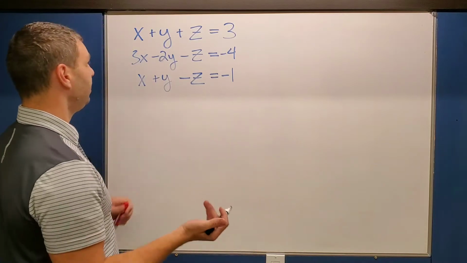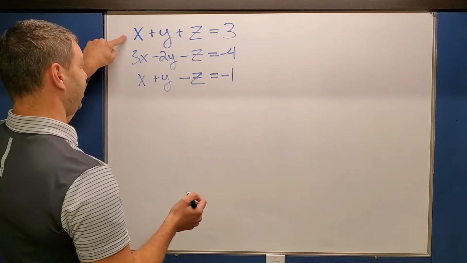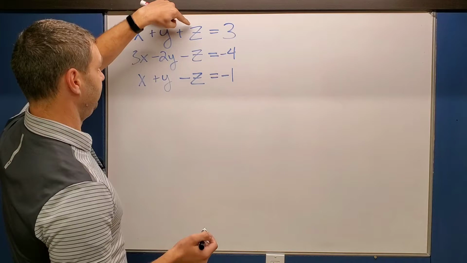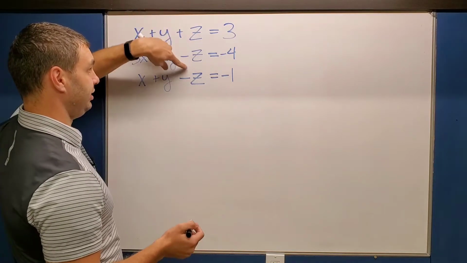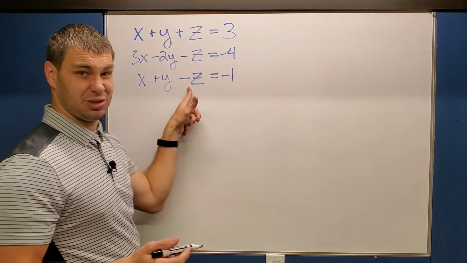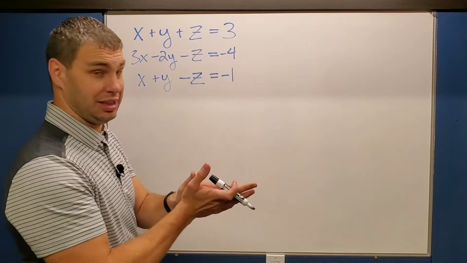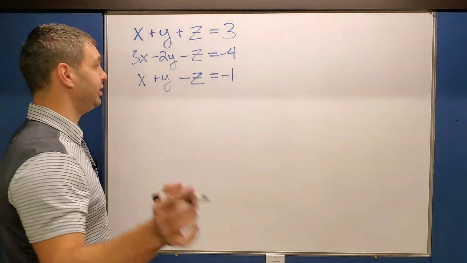So I'm looking here at one that might be easy, and I think probably this top one: it's a positive z. These two are negative z's. So right away, those are going to eliminate. I'll save you a little bit of trouble here. I'll write those out.